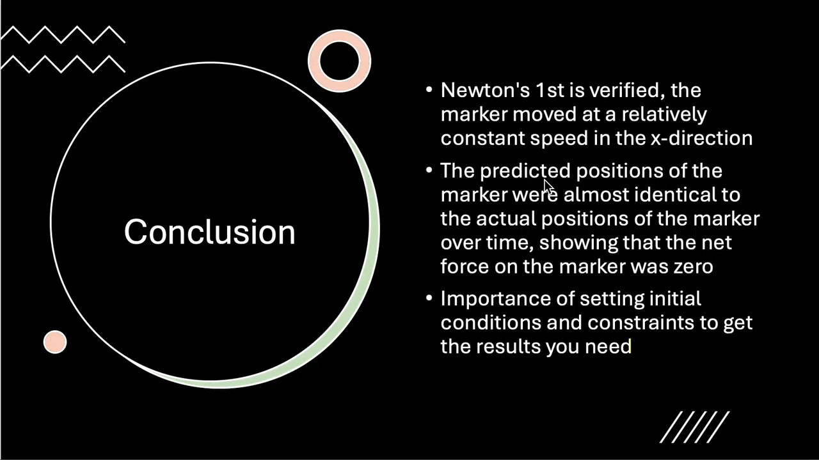So in conclusion, Newton's first law is verified. The marker moved at a relatively constant speed in the x direction. The predicted positions of the marker were almost identical to the actual positions of the marker over time, showing that the net force on the marker was 0. It also showed the importance of setting initial conditions and constraints to getting the results you need.